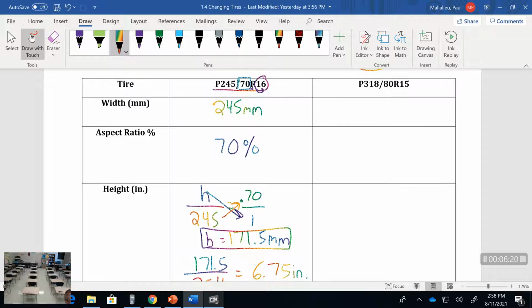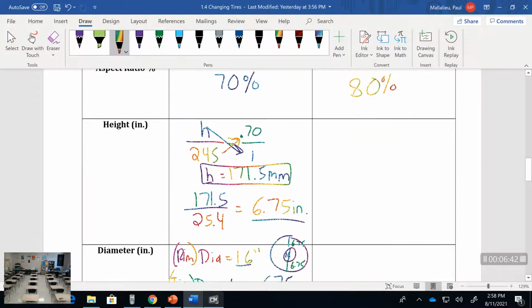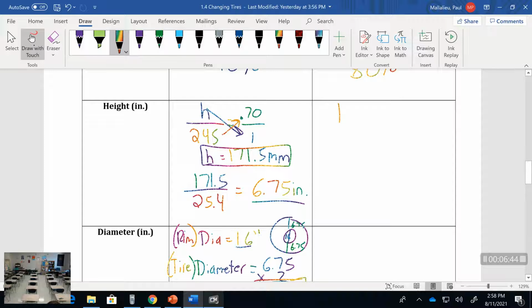All right, so our new tires, the width, we've got 318 millimeters. And then when it comes to our percentage, this one is an 80%. So 80, got our width here. We'll use the rim in just a minute. All right, and then we'll set up our ratio when it comes to our height. So let's scroll down just a bit here. So we've got our height over our new width of 318 equals our new percentage of 0.8, and you can do over 1, cross multiply.